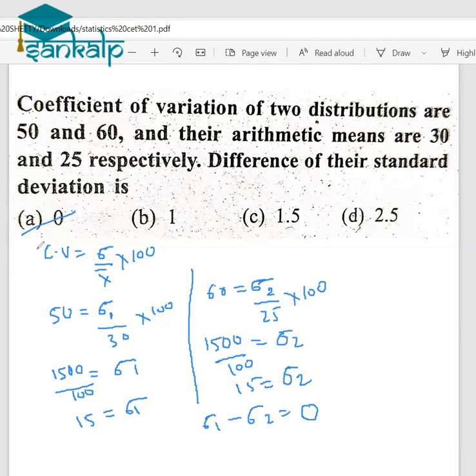So we have made use of the formula for coefficient of variation. CV is equal to sigma upon x bar into 100. Use the formula for the first distribution, second distribution, and calculate the difference. Next question.